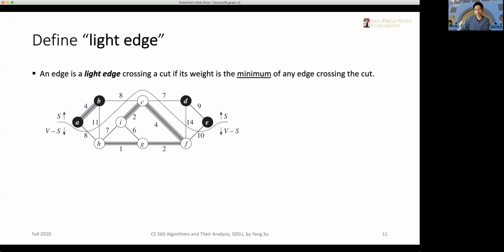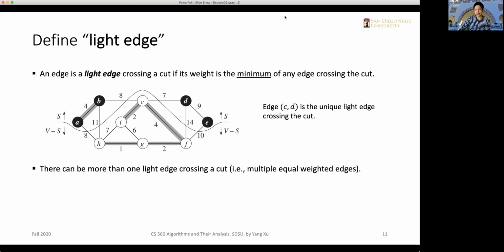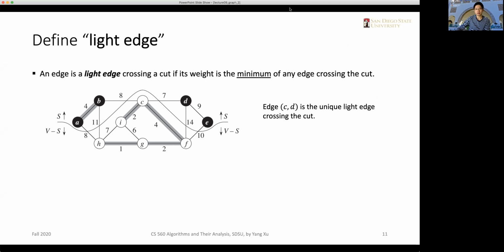Again, in this example, we already know that there are 6 edges that cross the cut: AH, BH, BC, and so on. Among these edges, if we consider their weights, the edge CD has the minimum weight. Its weight is 7, the minimum among 8, 11, 8, 14, and 10. So this one is the light edge that crosses the cut.